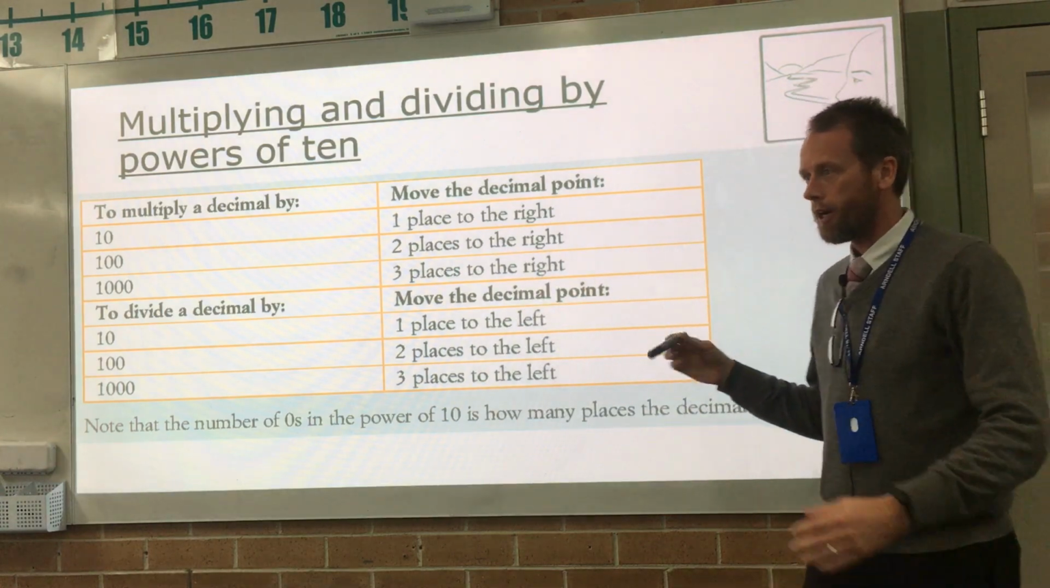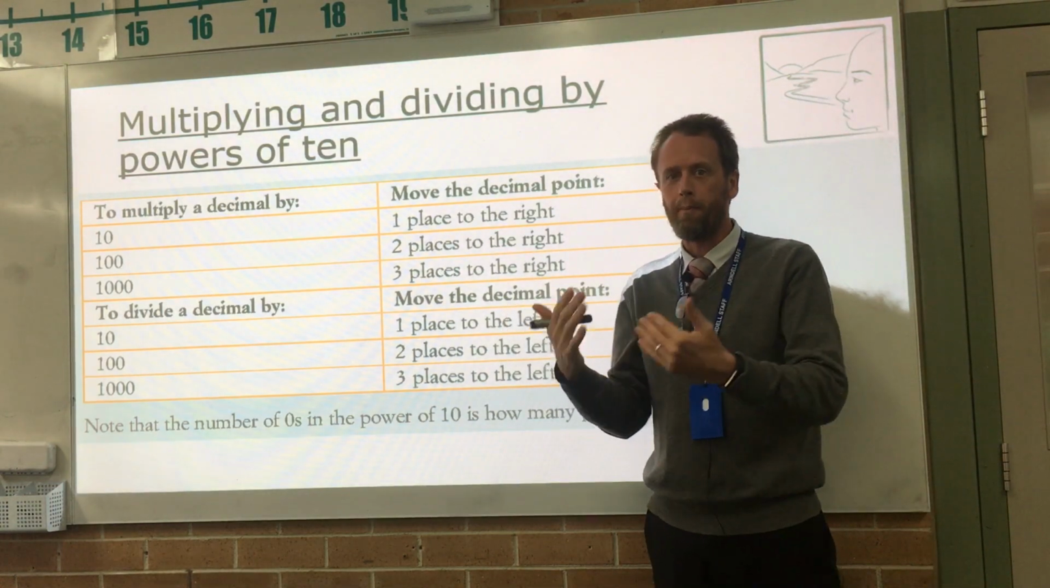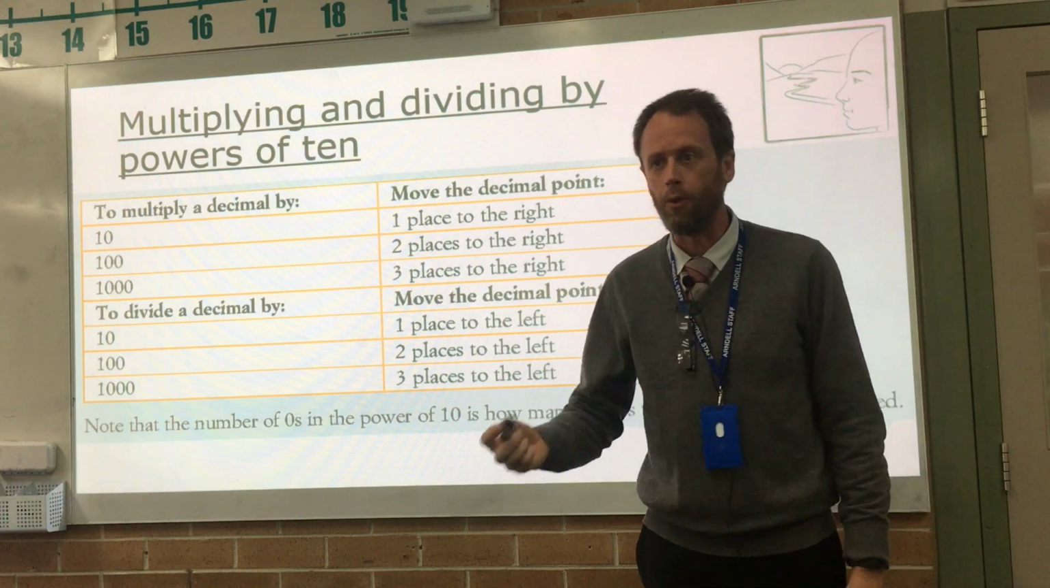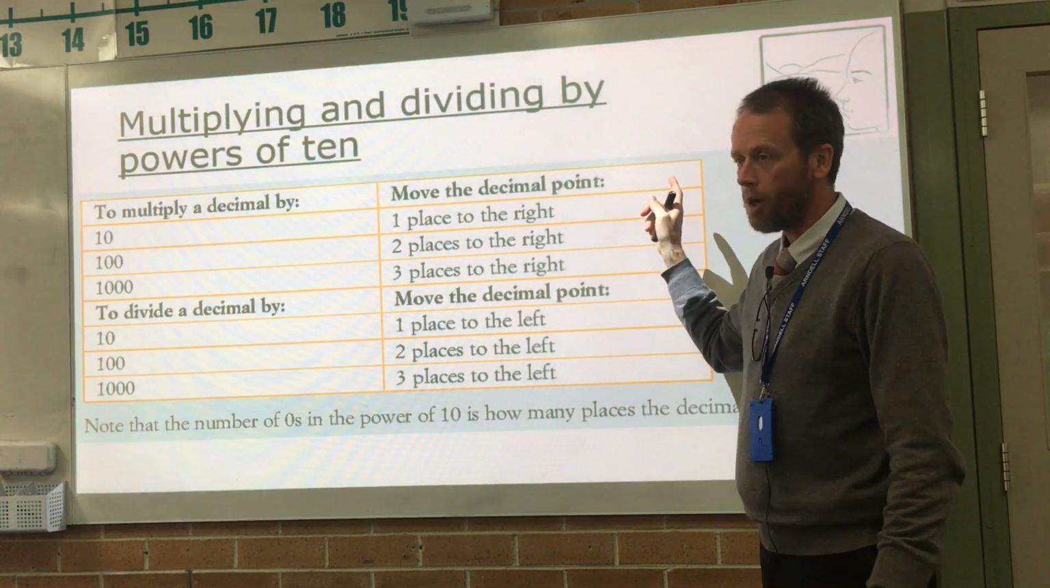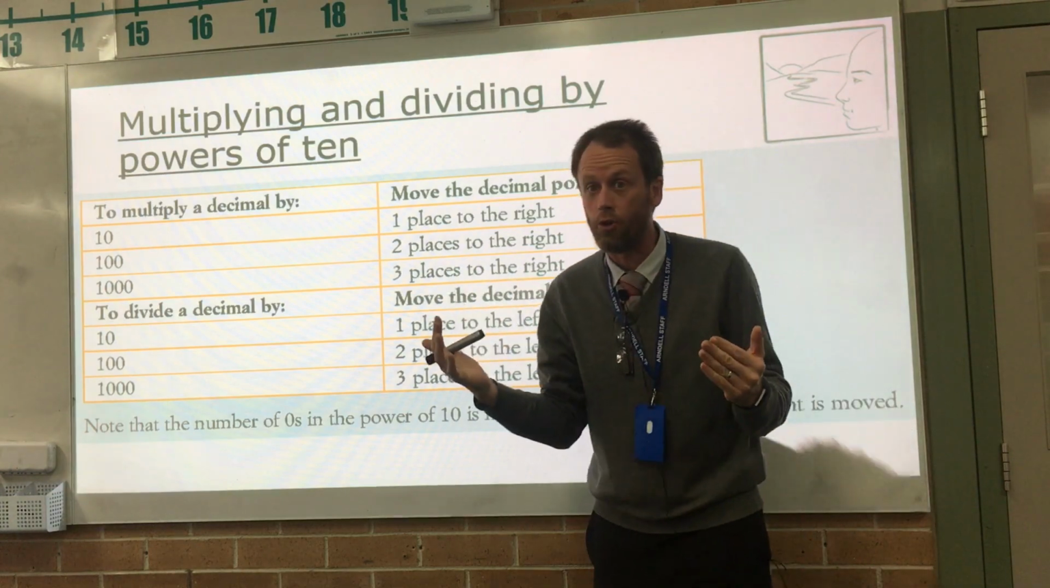Year 7, today we're going to continue our work with decimals, but picking up something that should be reasonably straightforward. Multiplying and dividing by powers of 10. Hopefully you already know this.